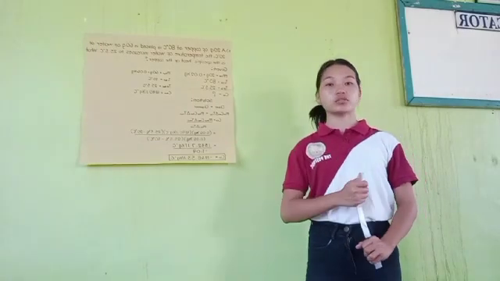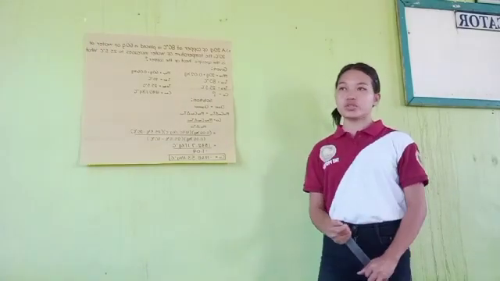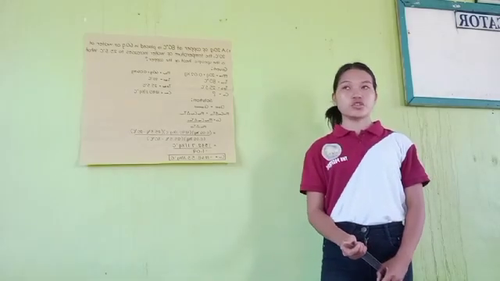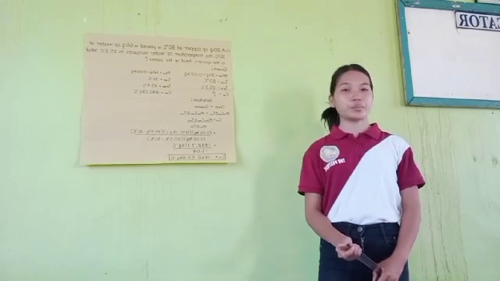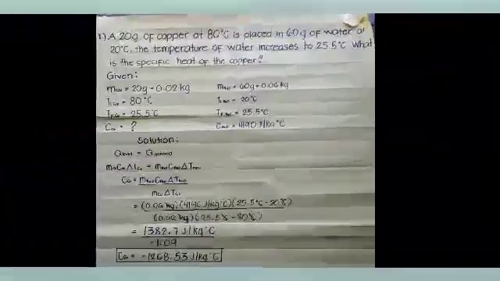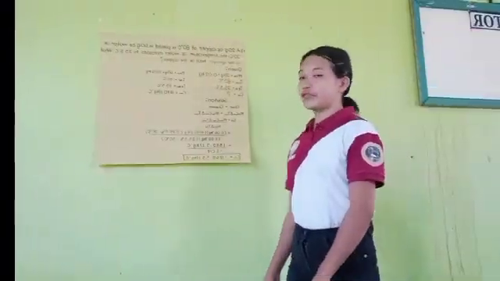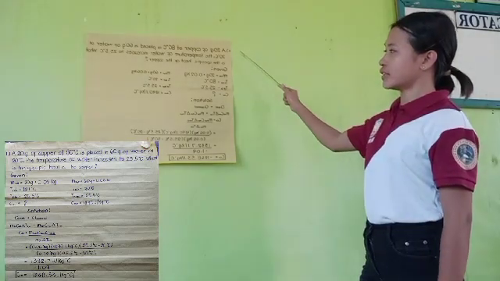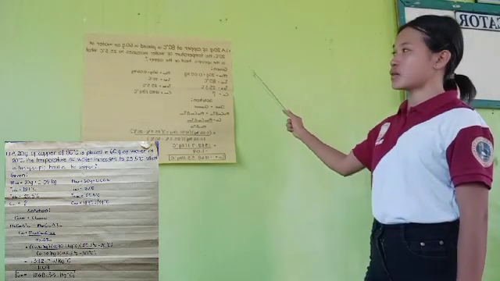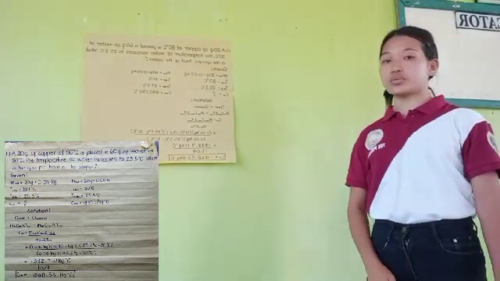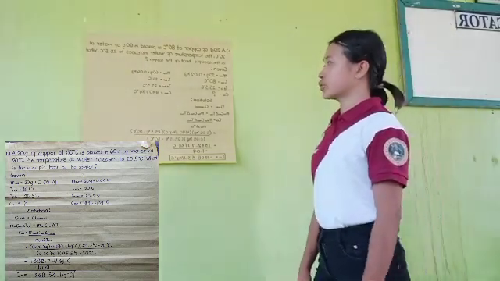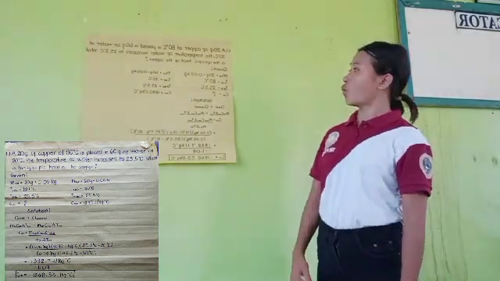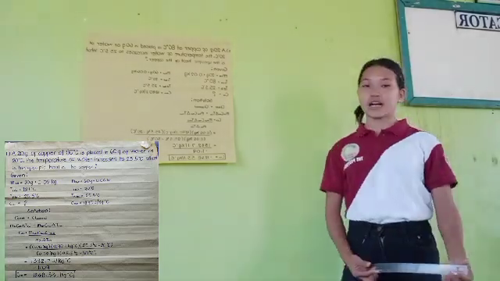Sample problems about the lesson Calorimetry, which is all about the heat gain and heat loss. So let us have first the sample problem questions about heat loss. First, 20 grams of copper at 80 degrees Celsius is placed in 60 grams of water at 20 degrees Celsius. The temperature of water increases to 25.5 degrees Celsius. What is the specific heat of the copper?